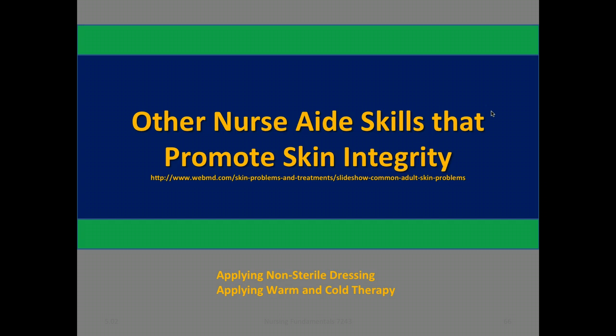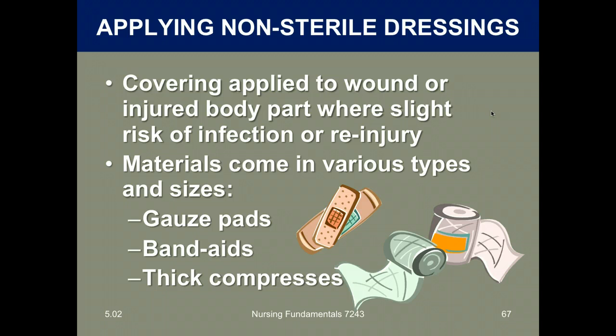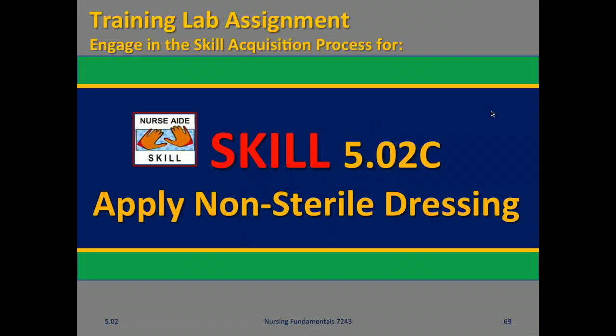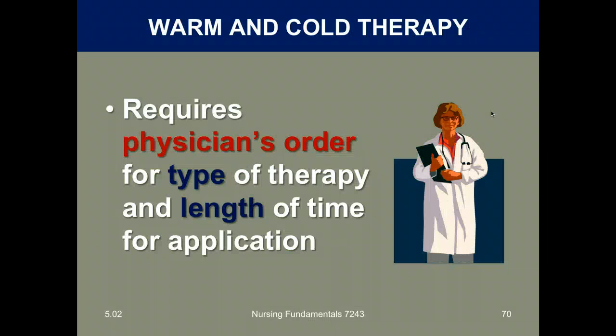So other things that we do to promote skin integrity. We can apply non-sterile dressings. A dressing is a covering applied to the wound or injured body part where there is slight risk of infection or re-injury. Materials come in various types: gauze pads, band-aids, compresses.